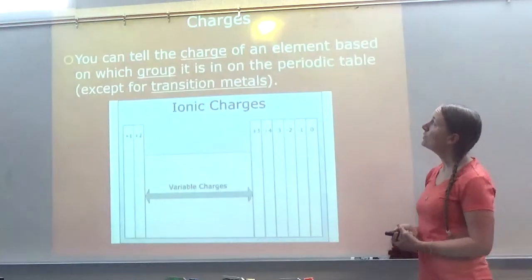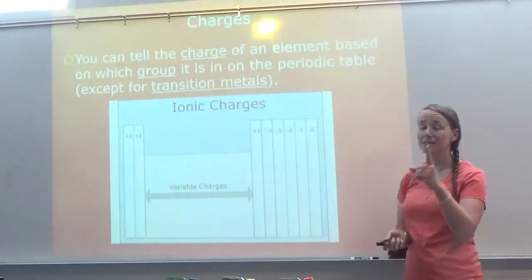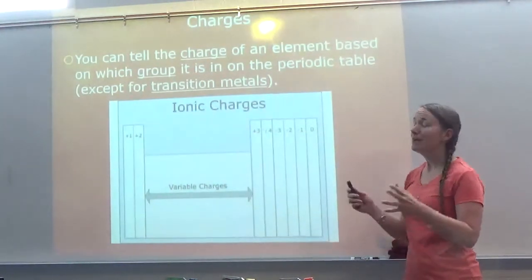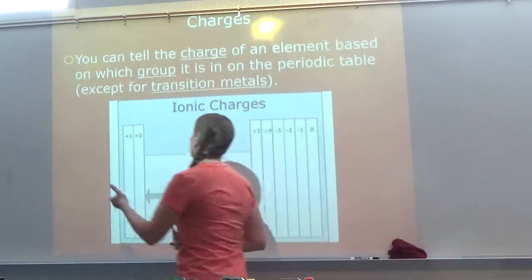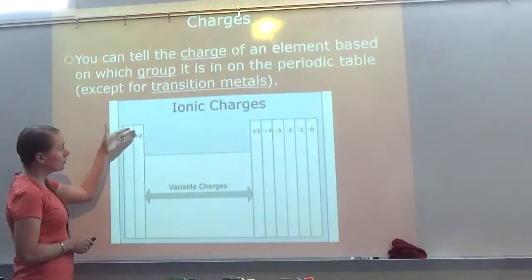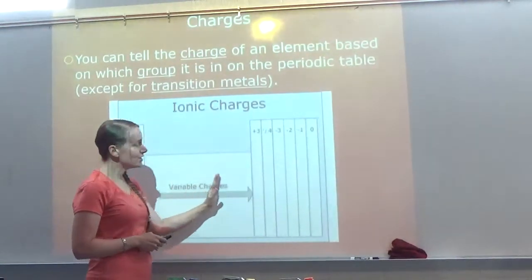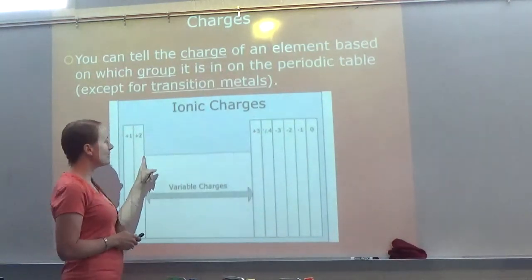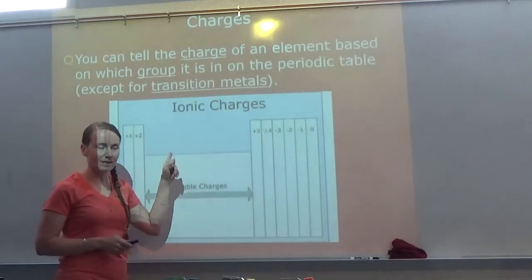So you can tell the charge that an element's going to have based on which group it's in on the periodic table, except for transition metals or the lanthanides and actinides. So you may want to get your periodic table out and label the charges across the top. Everything in group 1 forms a positive 1 charge. In group 2, they form a positive 2 charge. Remember, we skip the transition metals because they can have multiple charges, but they are all positive.